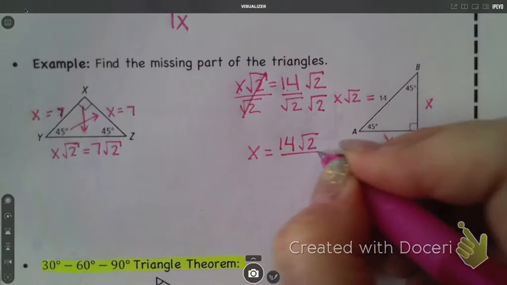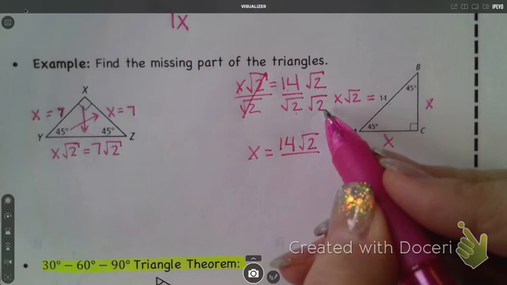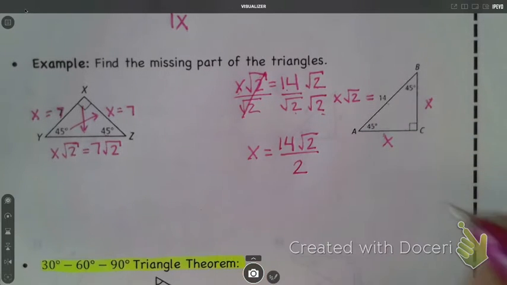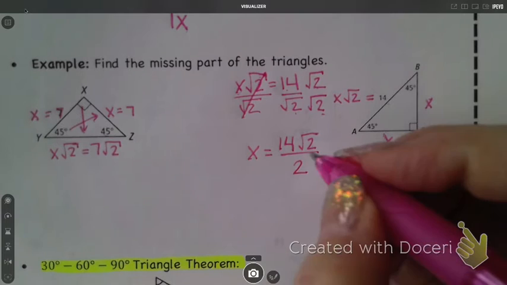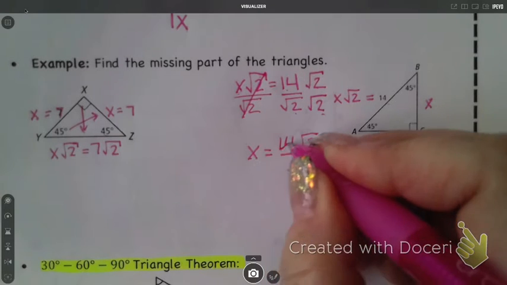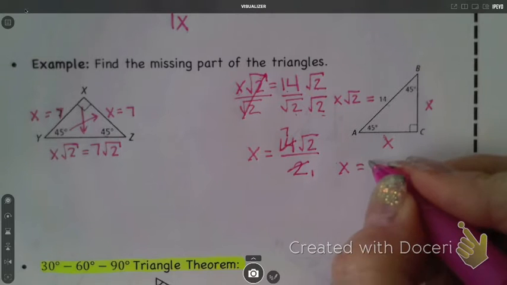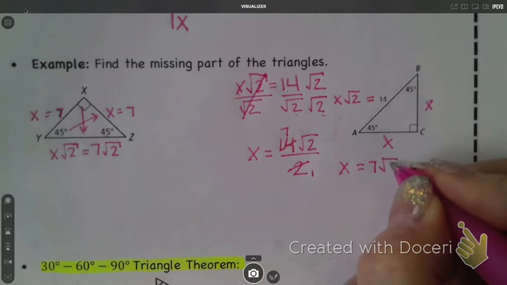And my denominator is square root of 2 times the square root of 2, which is 2. Can I reduce? Yes. The 14 and the 2 reduce. 7. So I get x equals 7 square root of 2.